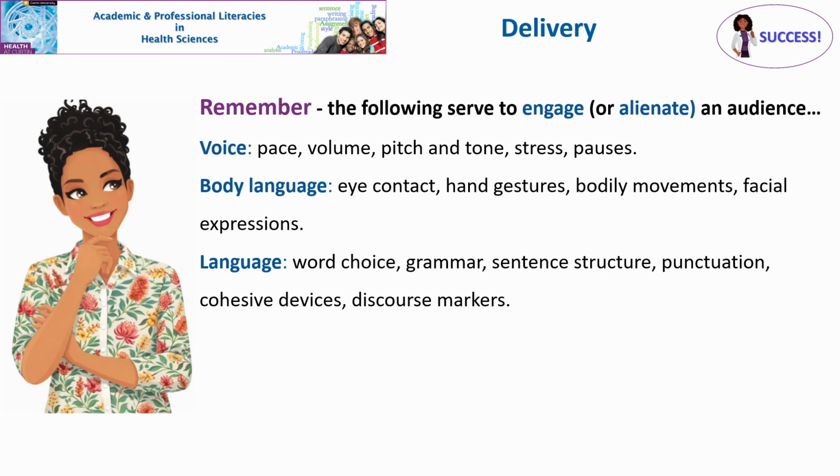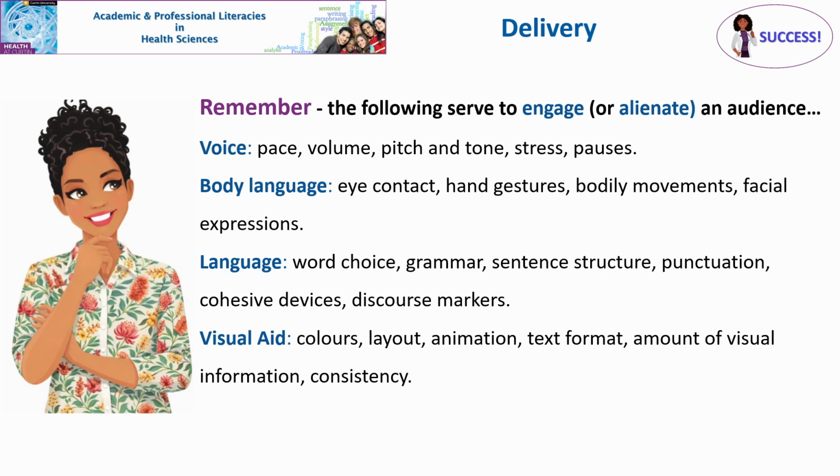The language that you use, the choice of words, the grammar and sentence structure, how you punctuate what you're saying, that goes back to the pauses, how you link information together through your cohesive devices, and the discourse markers, how you set out the language and the information that you bring or provide to the audience. And of course, your visual aids, how you lay out, if the animation's there, like we said, not too much, making sure that the text is clear to read and there isn't too much information and there is consistency throughout the presentation.